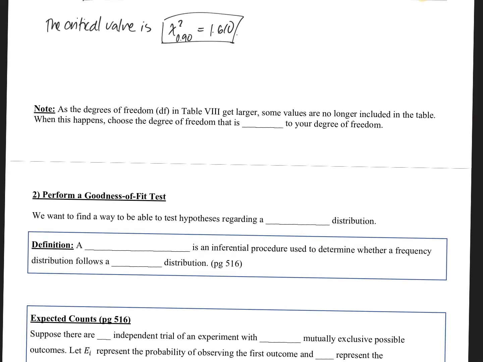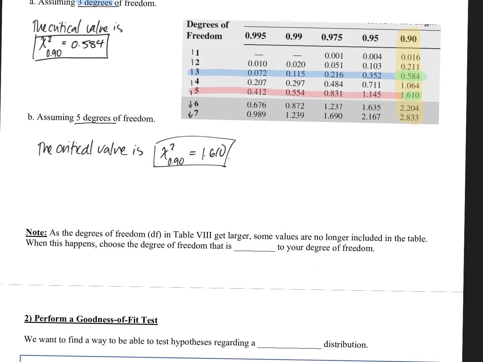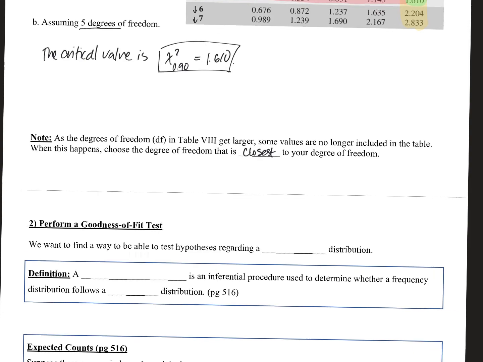Okay, so note, as the degrees of freedom in Table 8 get larger, some values are no longer going to be included in the table. What does this mean? Well, notice right now it's going by 1, 2, 3, 4, 5, 6, 7, and so on. After a point, it'll start jumping, so it'll be like 40, 50, 60, 70, 80, and so on. So when this happens, choose the degree of freedom that is closest to yours. If you don't actually see your value on the table, choose the value that is closest.